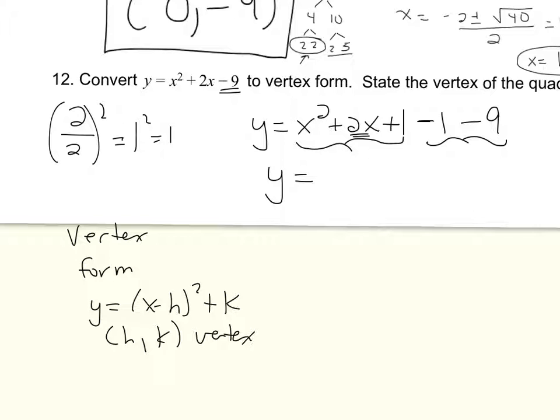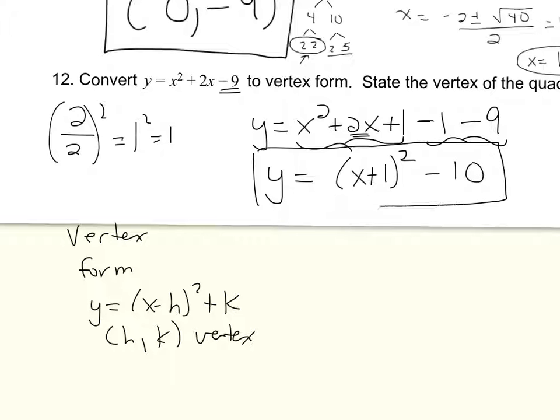So now I can factor x squared plus 2x plus 1, because two numbers that multiply to 1 and add to 2 are 1 and 1. So this factors as (x plus 1) squared. And then we have minus 1 minus 9, which is minus 10. So just by that simple little conversion, we have it in vertex form.